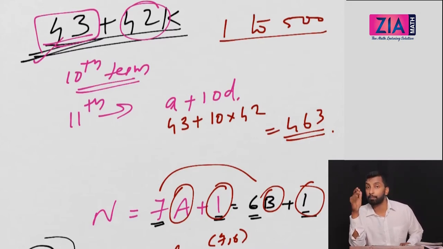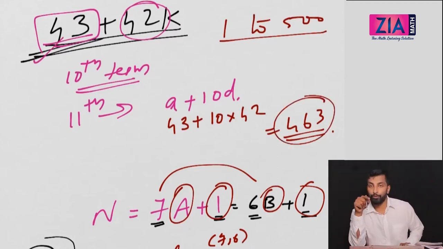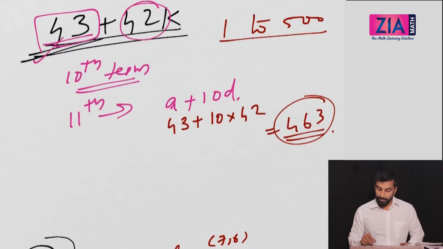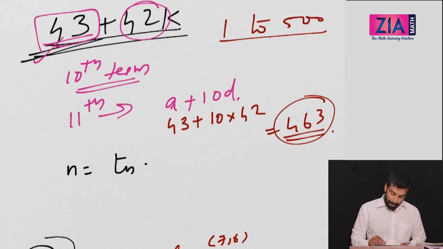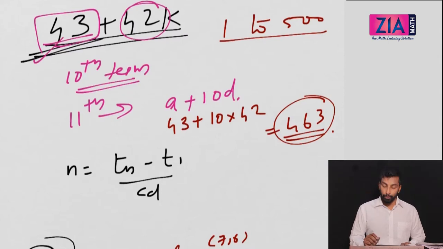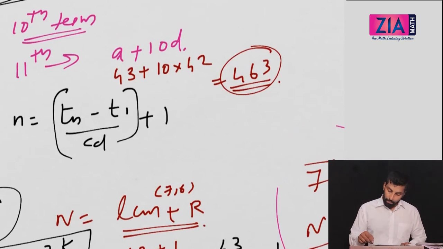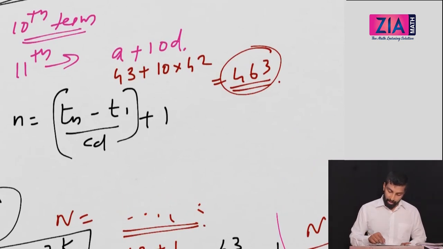You need to find the last possible term less than 500. That is actually 463 only, because if you add 42 again, it crosses 500. So the last possible number is 463. How many numbers are there means they're actually asking n, the number of terms. If you know the first term and last term, you know how to find the number of terms, right? So n is equal to Tn, the last term, minus T1, the first term, divided by the common difference, that is 42 here, plus 1. I hope there is no need to explain this formula. We have already discussed it.